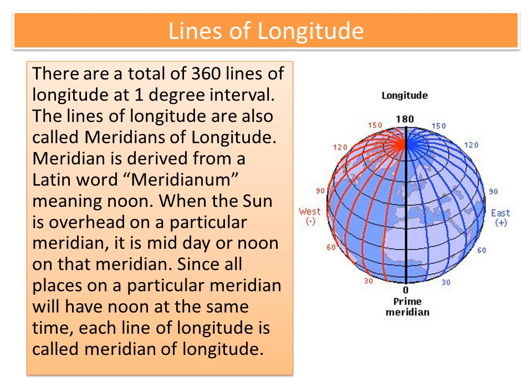The lines of longitude are also called meridians of longitude. Meridian is derived from a Latin word meridianum, meaning noon. When the sun is overhead on a particular meridian, it is midday or noon at that meridian. Since all places on a particular meridian will have noon at the same time, each line of longitude is called a meridian of longitude.